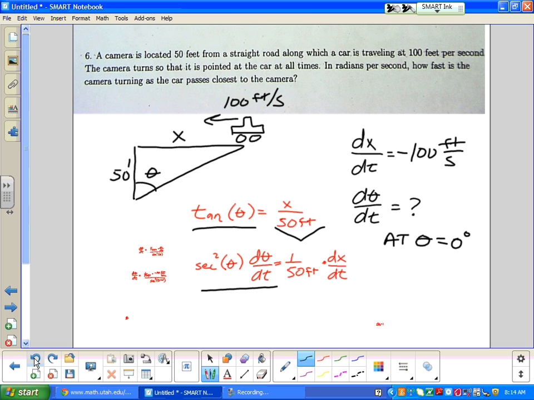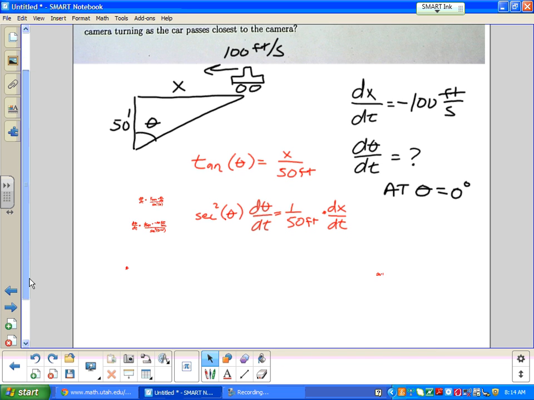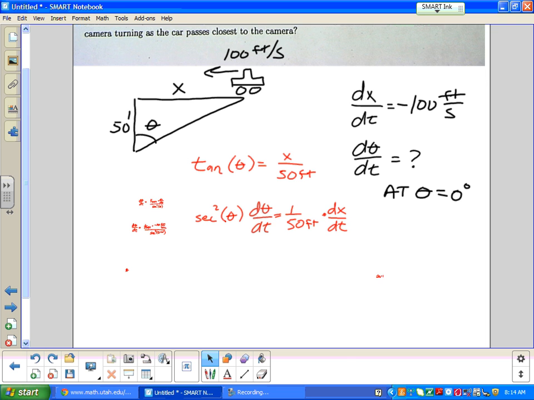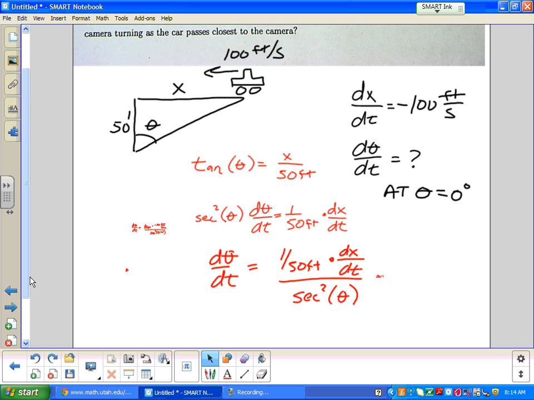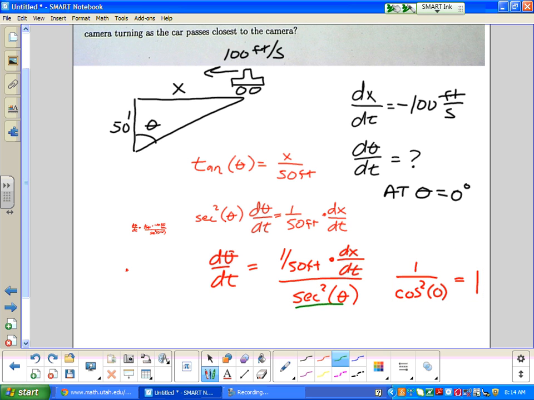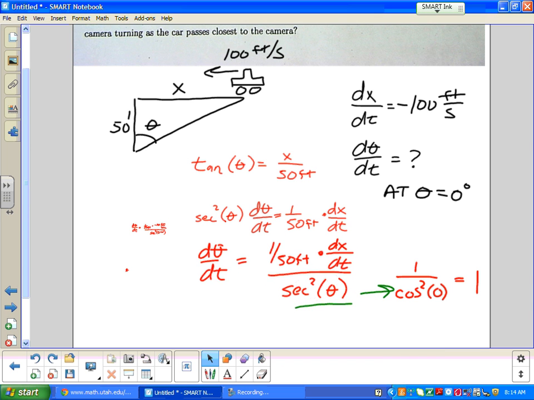All right. Now we can do a little work here. I don't usually do this, but I did it this time. I solved for d theta dt in terms of the variables. I divided by secant squared. And everybody, if it's at 0 degrees, I'm figuring out what secant squared is here. 1 over cosine squared of 0 is 1.